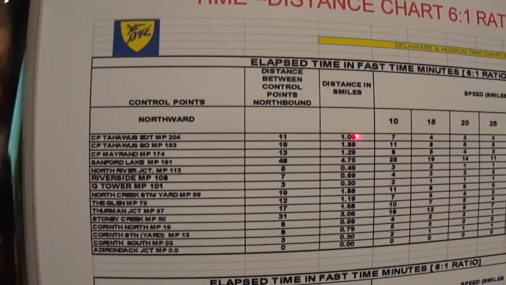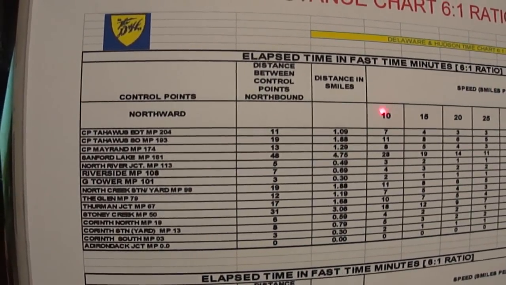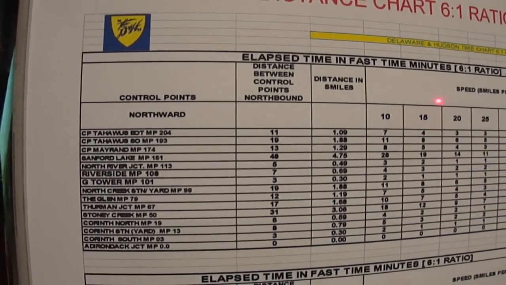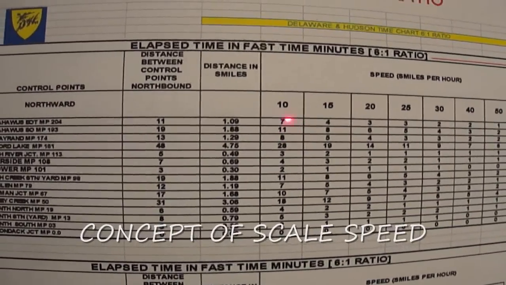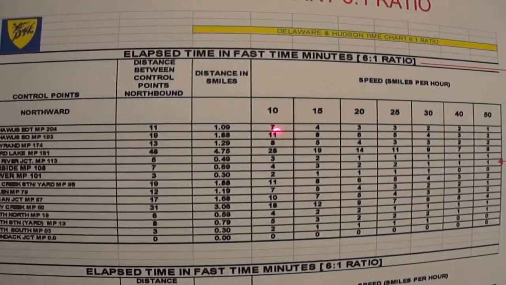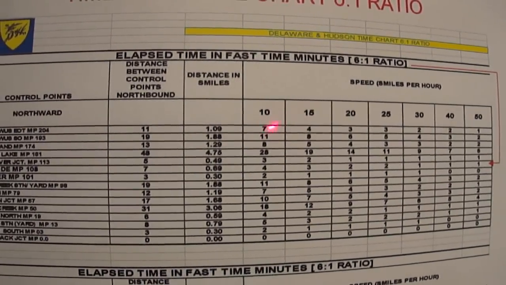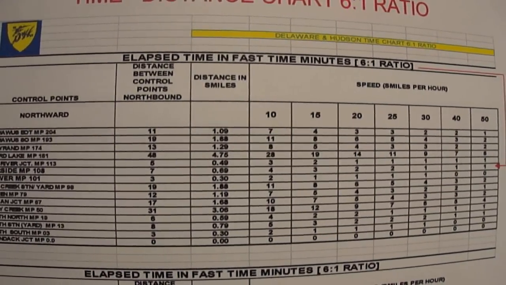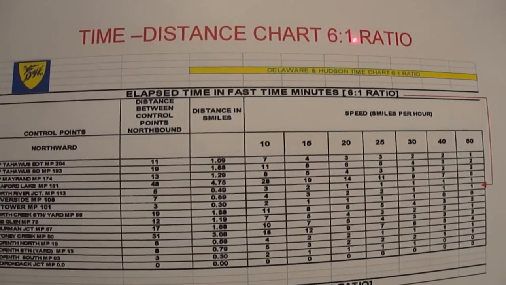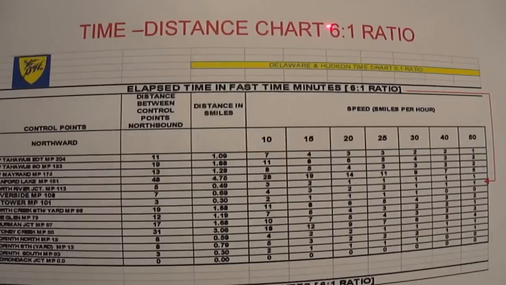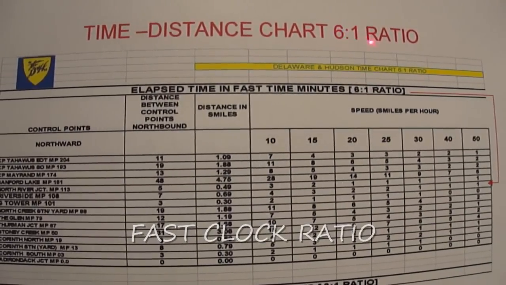From that number, you introduce the concept of speed, the miles per hour. So if you want to go at 10 miles per hour, 15 miles per hour, 20, 25, and so on, you have a different factor that is generated. For example, you'll take 7 minutes in fast time on a ratio of 6:1, and I forgot to mention the 6:1. That's again a ratio of 6 times the speed of the actual clock. The fast clock will go at 6 times the speed of the actual clock.